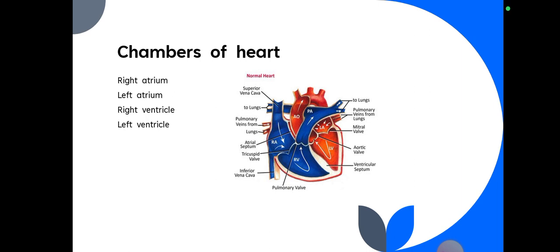So now next, after the walls of the heart, we come to the chambers of the heart. There are four chambers: right atrium or RA, left atrium or LA, right ventricle RV, and left ventricle LV, as you can see in the diagram. I hope the diagram is clear, and the location of these chambers is very important to remember.